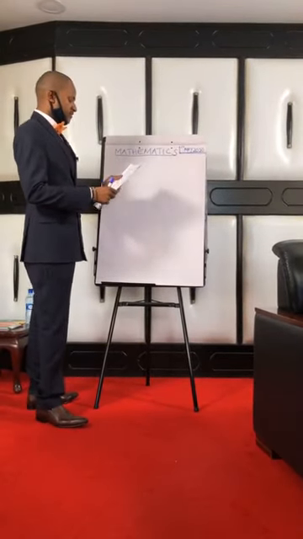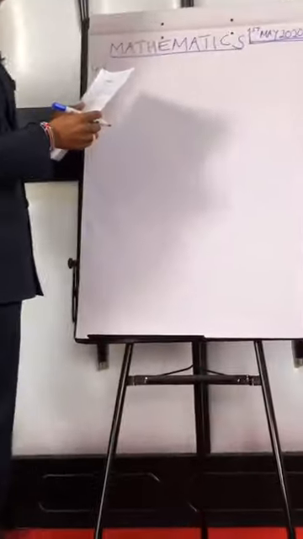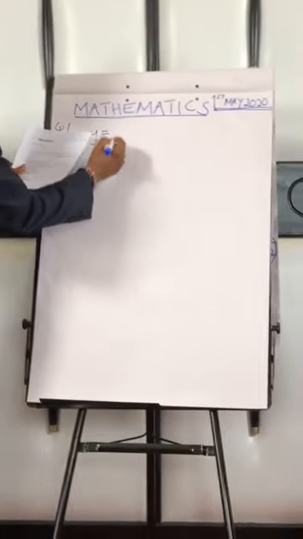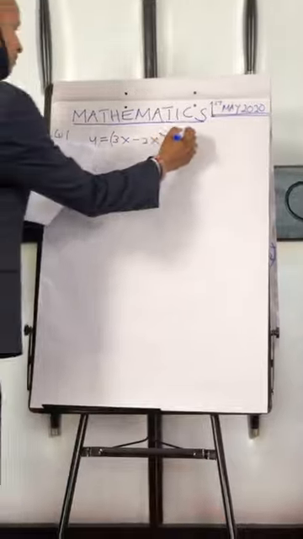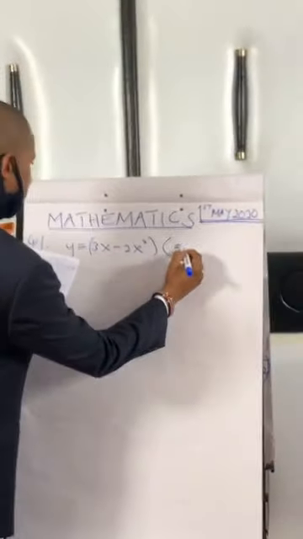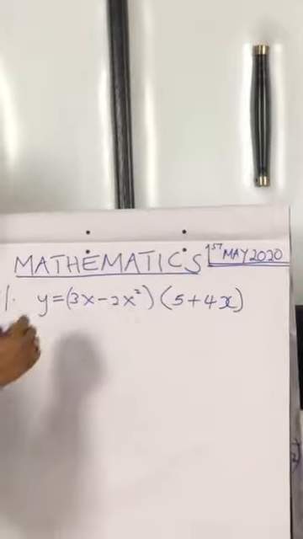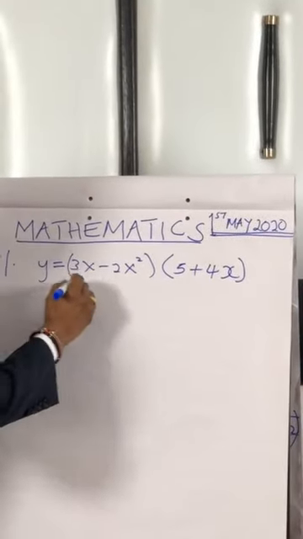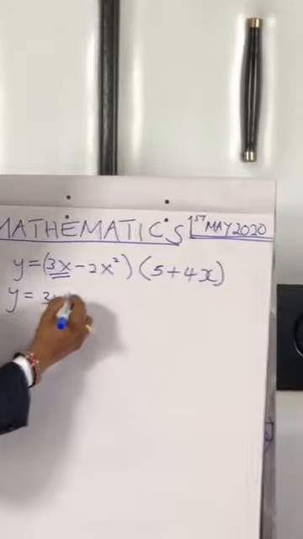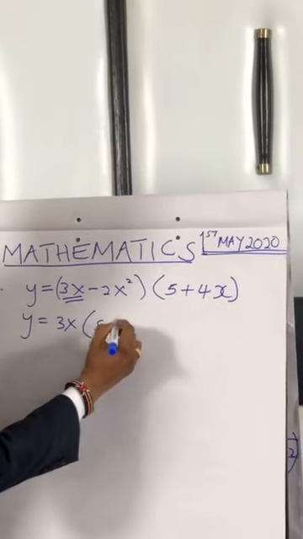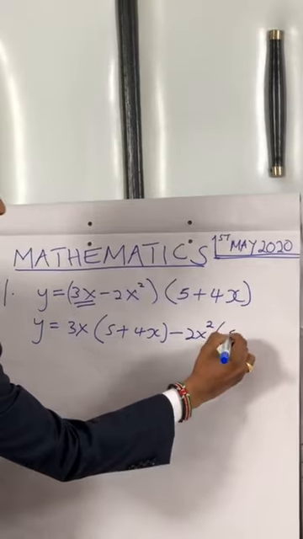Number one, we have differentiation. Question number one. Find the derivative of y equals to 3x minus 2x squared multiplied by 5 plus 4x. The first thing when you are faced with such a challenge in finding the derivative, you first of all expand the bracket. So by expanding the bracket, we have y is equal to 3x multiplied by 5 plus 4x, minus 2x squared, into 5 plus 4x.